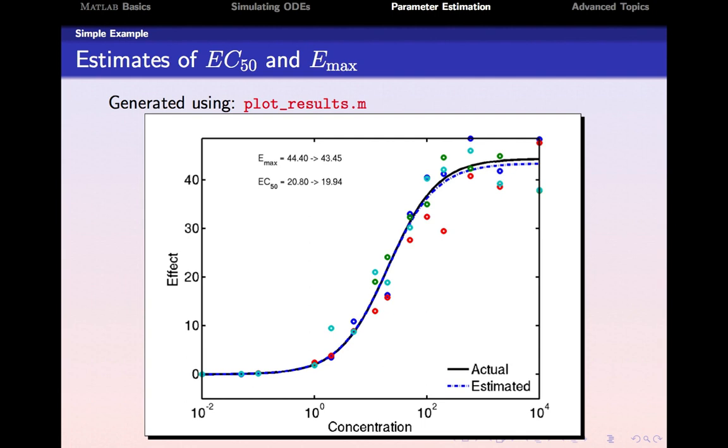After I've found my solution, I can plot the results in the file called plot_results.m. Here we see the actual predictions. The black line is the predictions using the actual parameters. The blue line is the predictions using the estimated parameters, and we can see the original Emax was 44.4 and my estimate was 43.45. My original EC50 was 20.8, and my estimated value was 19.94.